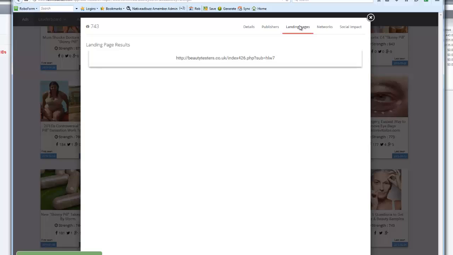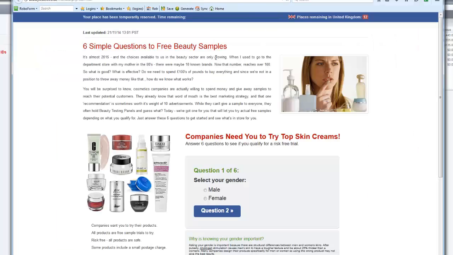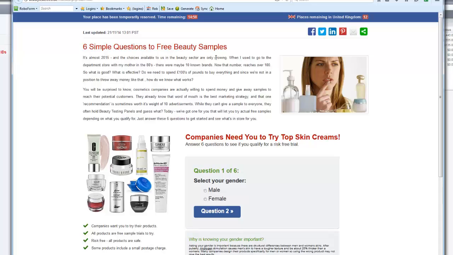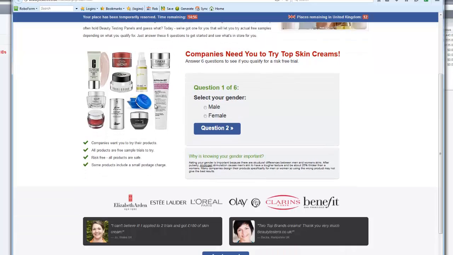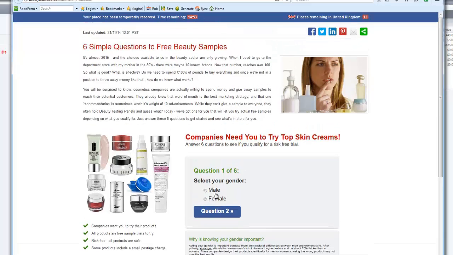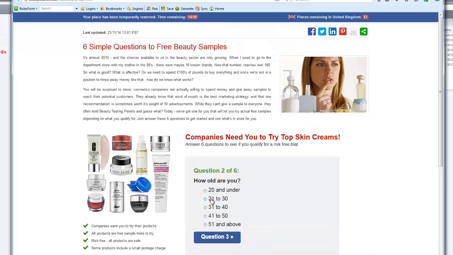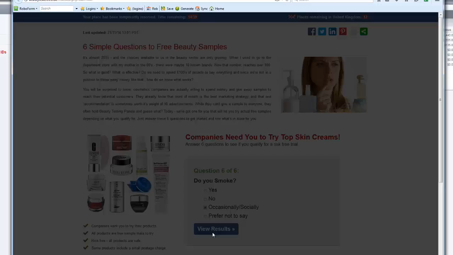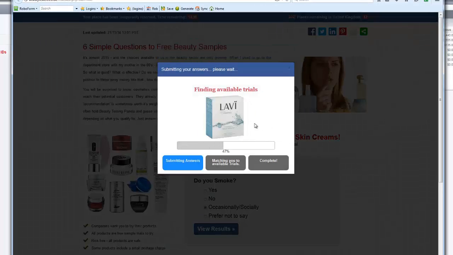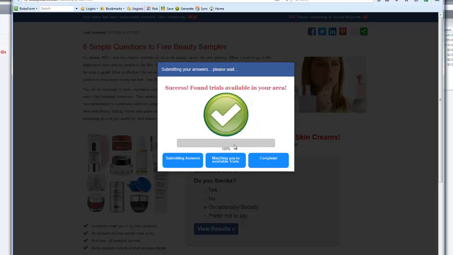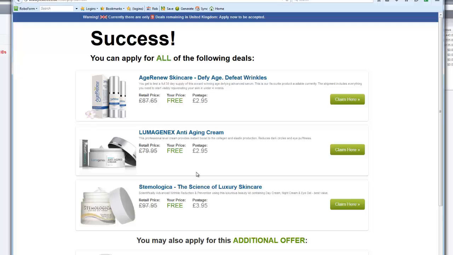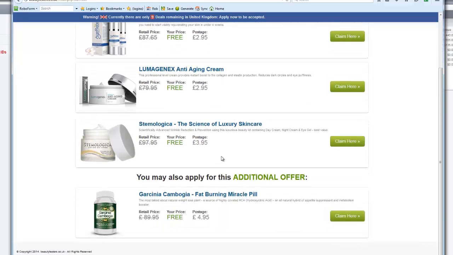What I was looking for when I was doing this research was two angles that we could use to start off with. Totally different angles, totally different ads. And so here's one that's actually a quiz, and this gets people engaged, and generally once they've been engaged, they've had to click six times to get through to the offer page, and then it's finding matches for me, and then it takes me through, and success, you can apply for all of the following deals. Woohoo.